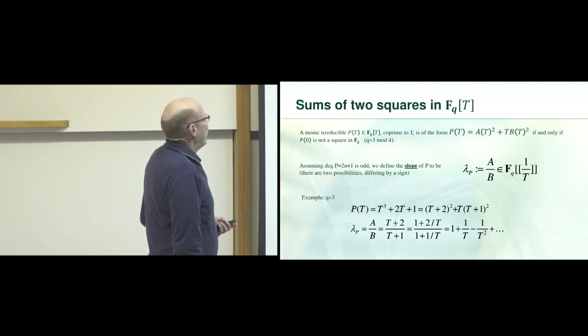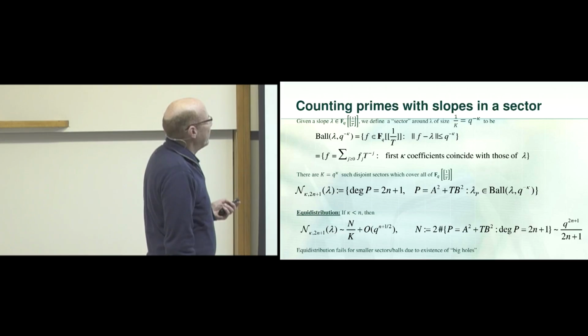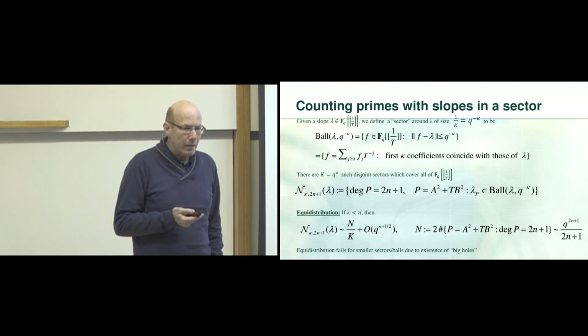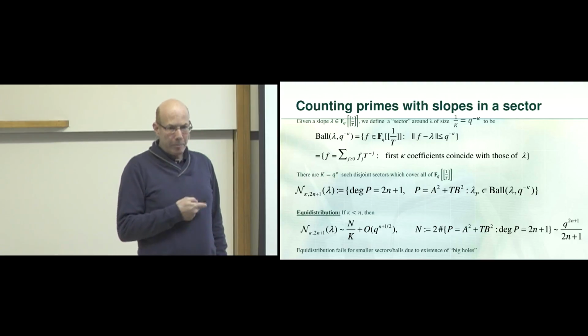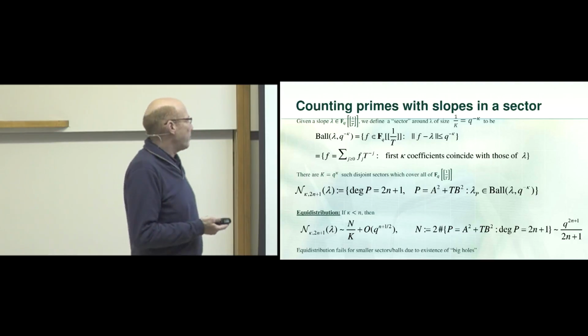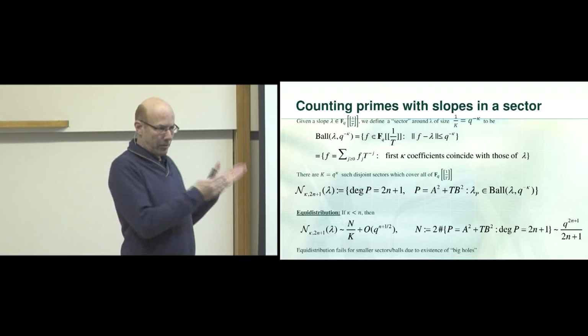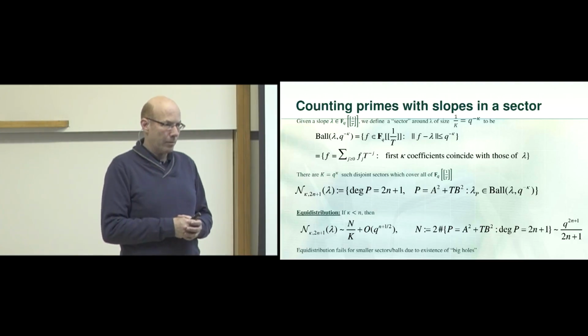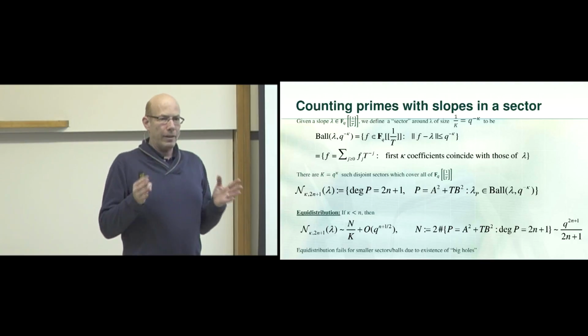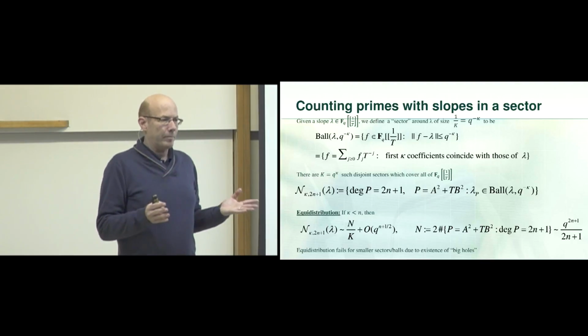Okay, so given a slope, we define a sector around that possible slope by taking a rational function, a over b, and expanding it in a Laurent series, as I did before, and just asking that the first three coefficients match the coefficients of the given slope. And that's how I'll divide the possible slopes into bins.